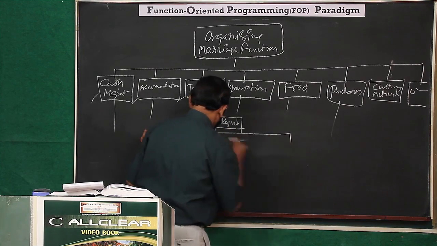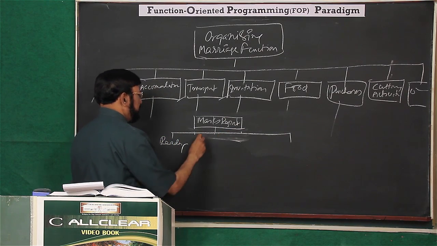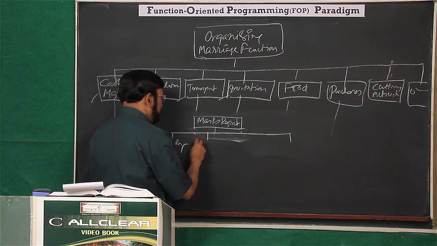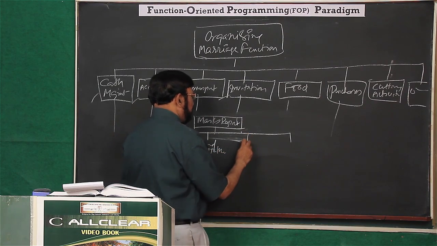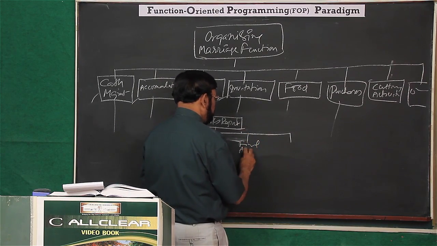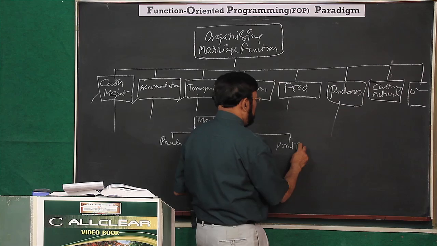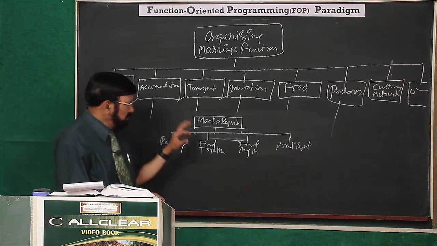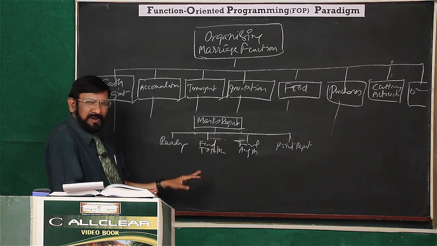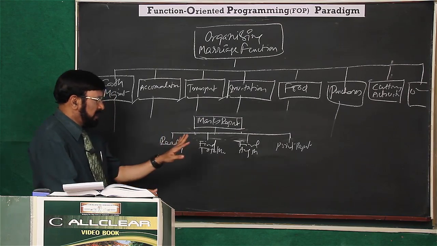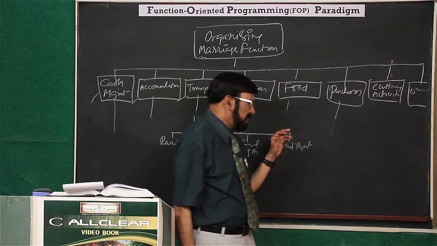What are the subtasks in that? One is reading data. Second is finding total marks, then finding average marks, and printing a report. So now you see the task you have taken is very simple. For the sake of explaining the principle I have given it, otherwise it can be done mentally. There are four subtasks in that: reading, finding total, finding average, and printing the report.